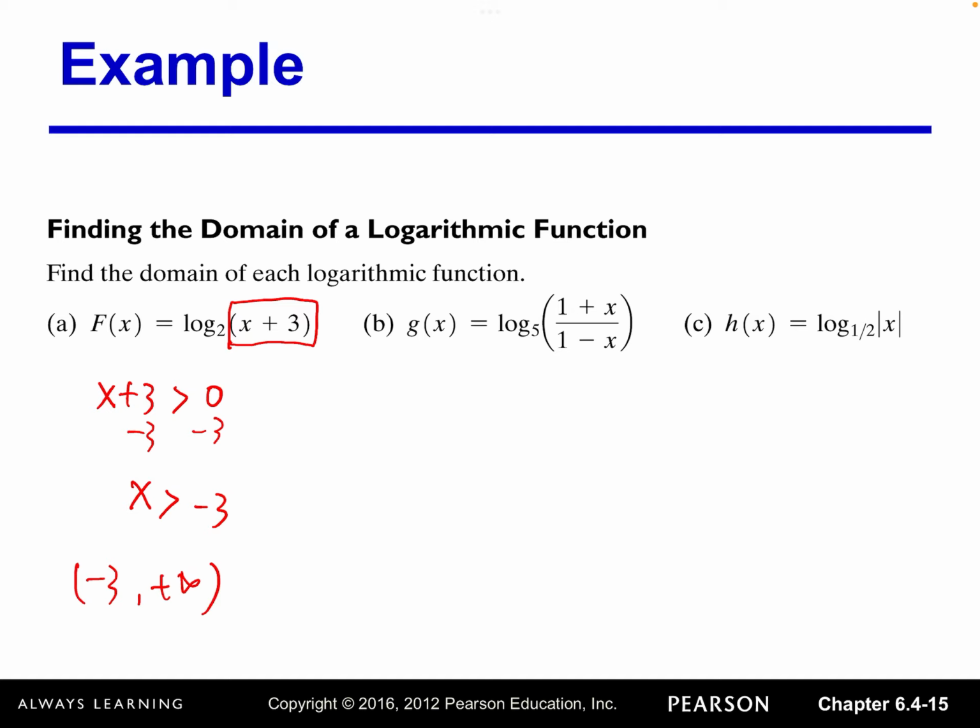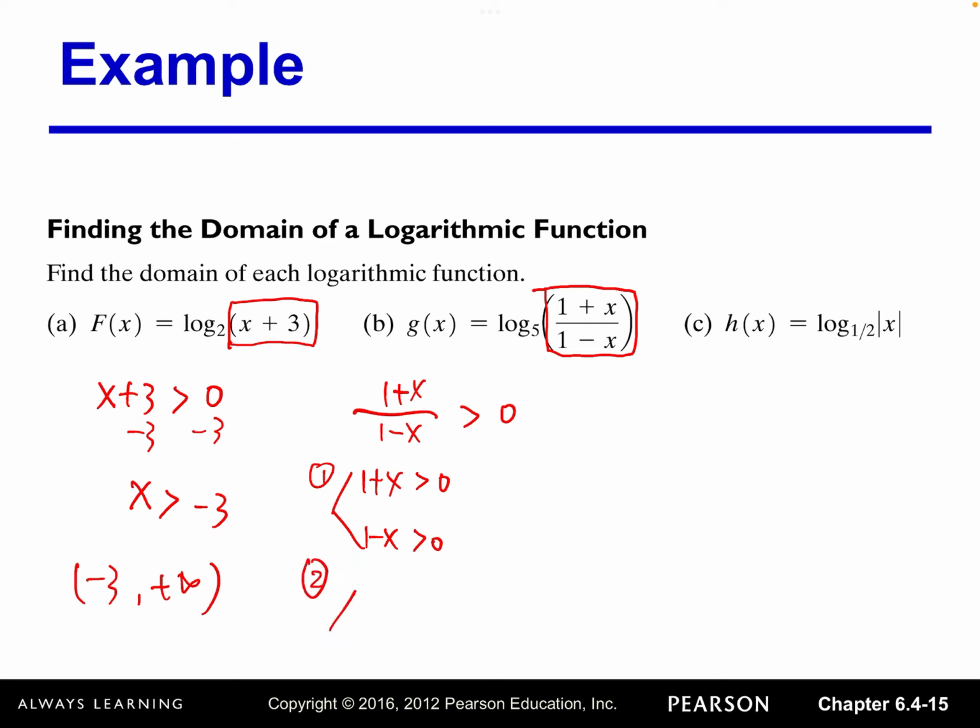All right, let's look at b. g of x equals log base 5 of (1 plus x) over (1 minus x). So the restriction will be that (1 plus x) over (1 minus x) needs to be greater than 0. So now the ratio is greater than 0. Only two cases, right? First case, 1 plus x and 1 minus x are both positive numbers, and then the ratio of two positive numbers is still positive.